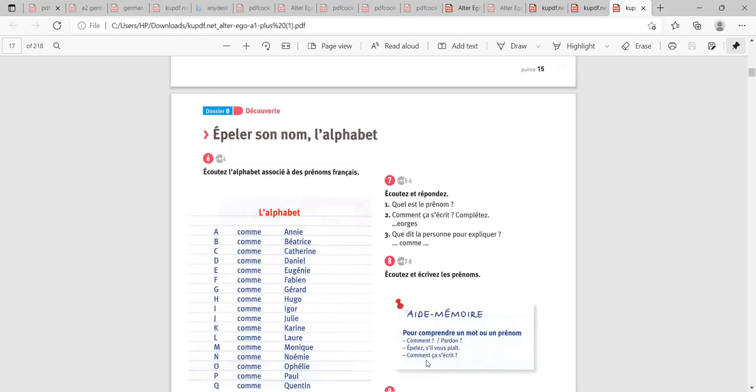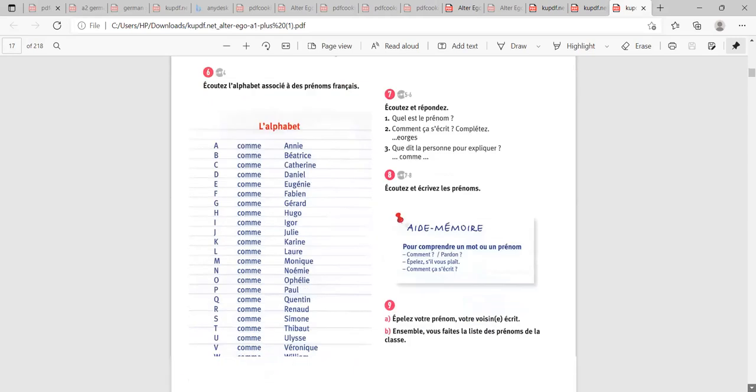C'est clair. Comment ça s'écrit? Répète après moi. Comment ça s'écrit? Repeat after me. Comment ça s'écrit? Your tongue has to be used to the language. Comment ça s'écrit? How can we write that? Is it clear to you? Yes, sir. C'est clair. Yes, sir.